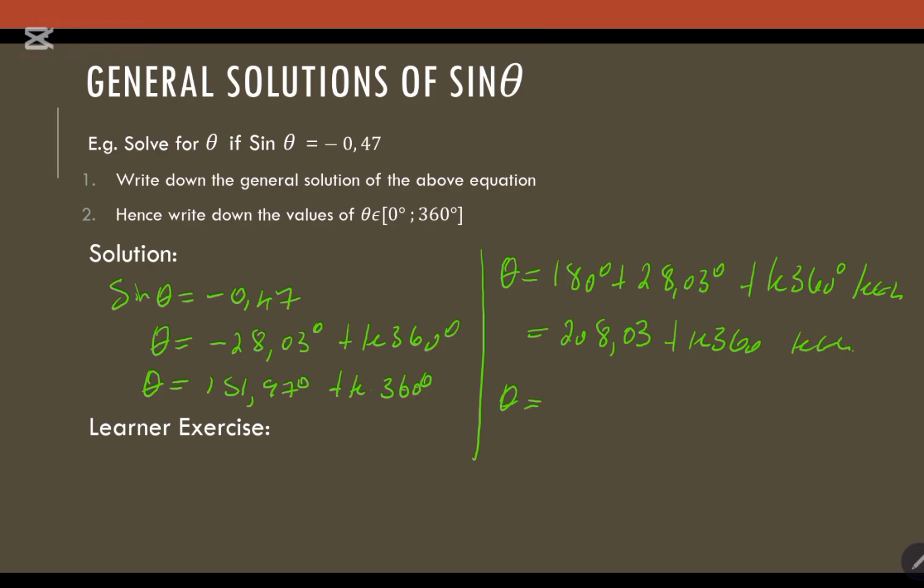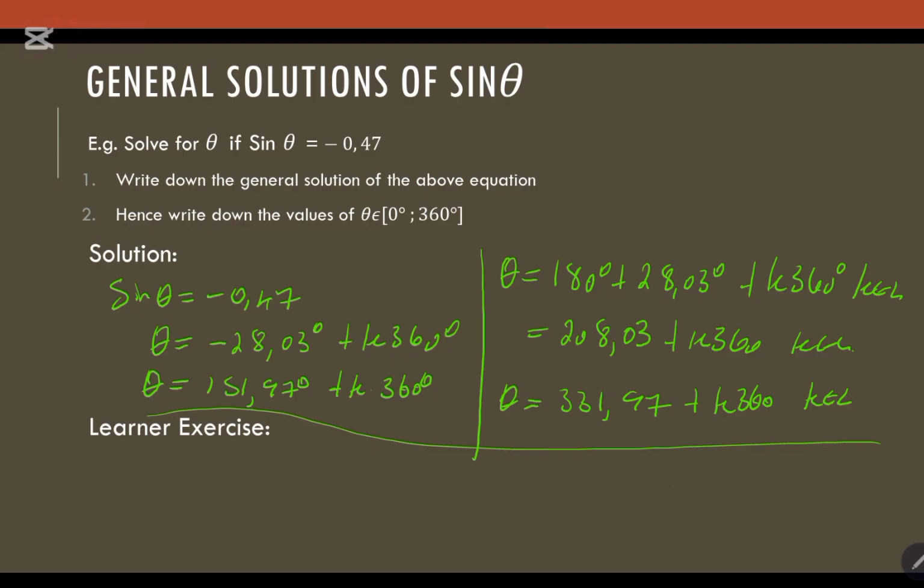Again, you can say theta equals 360 minus 28.03, and that is 331.97 plus K times 360, and K is an element of Z. All these formulas, they will give you all the angles within which sine theta intersects with 0.47. So that is the general solution.